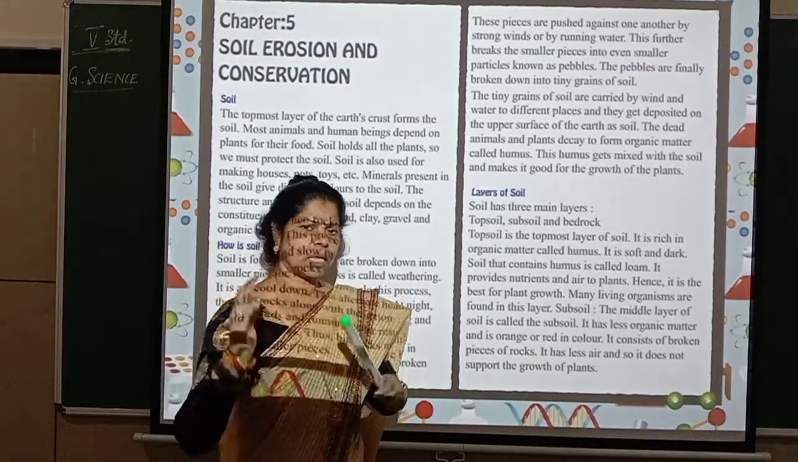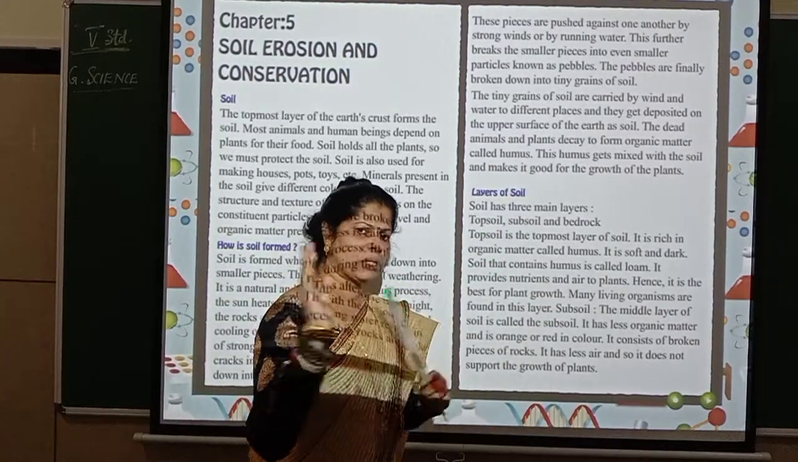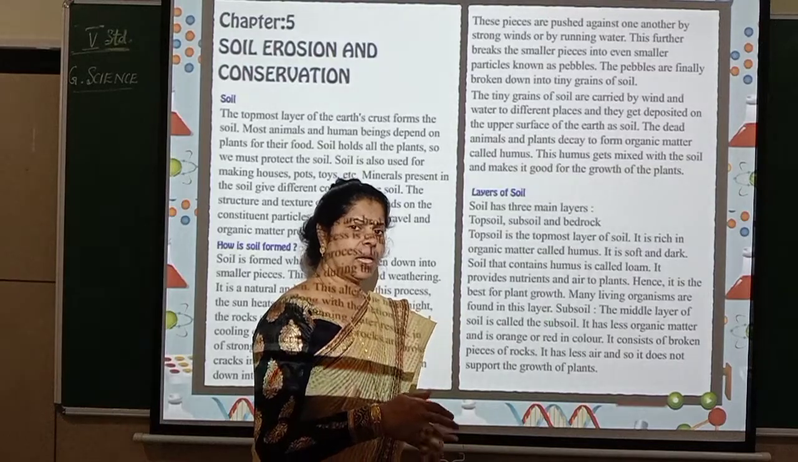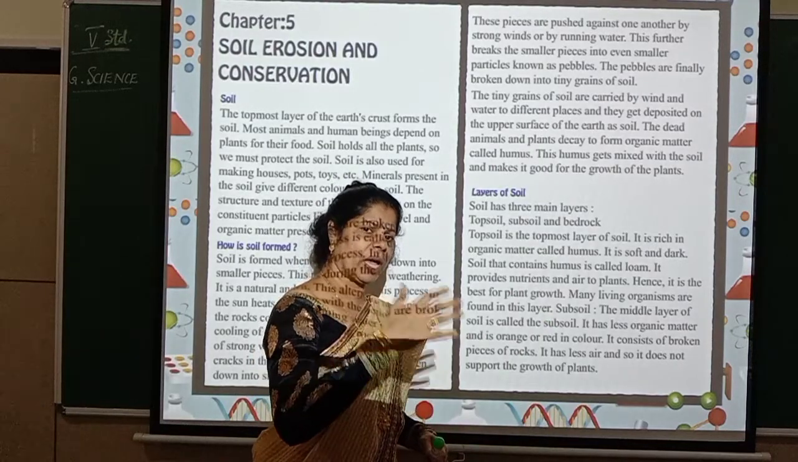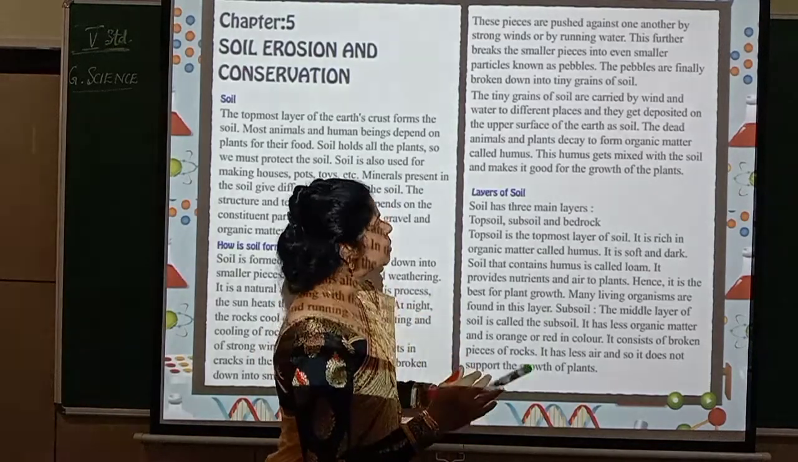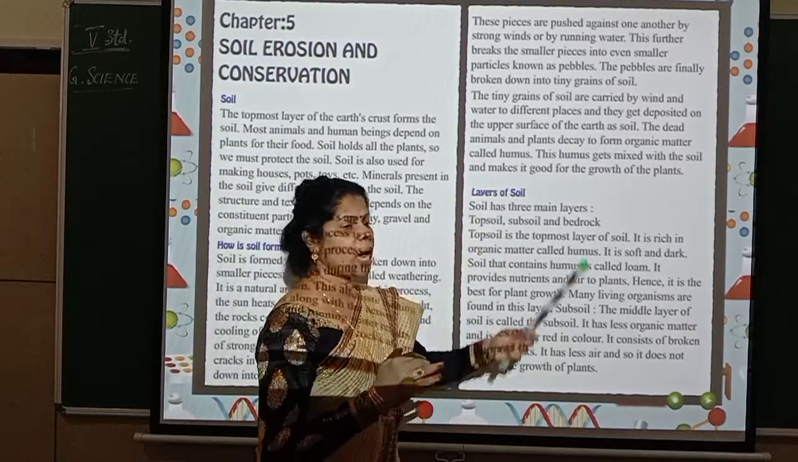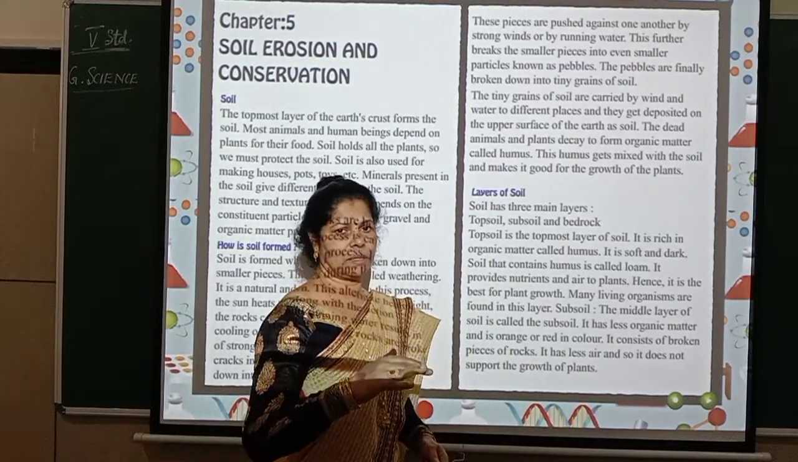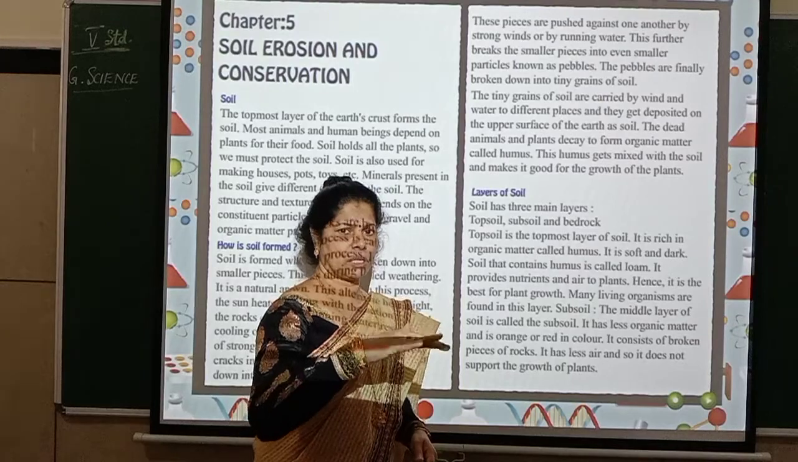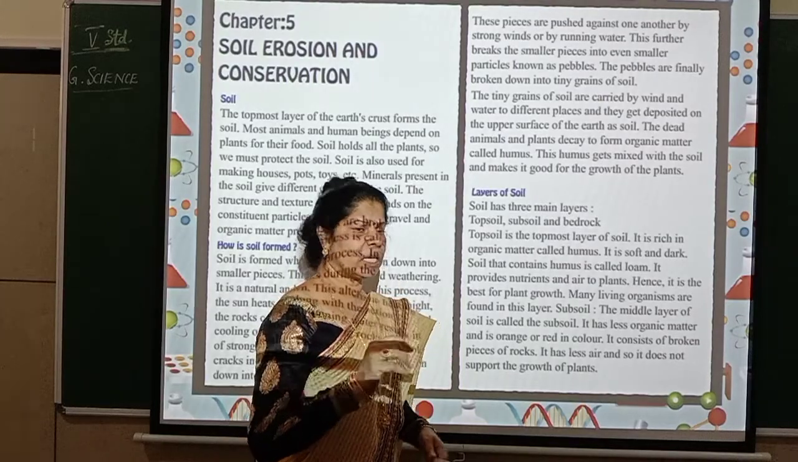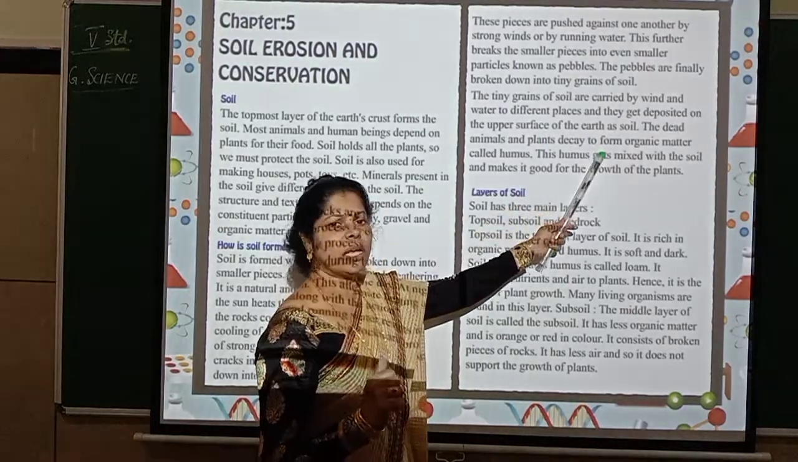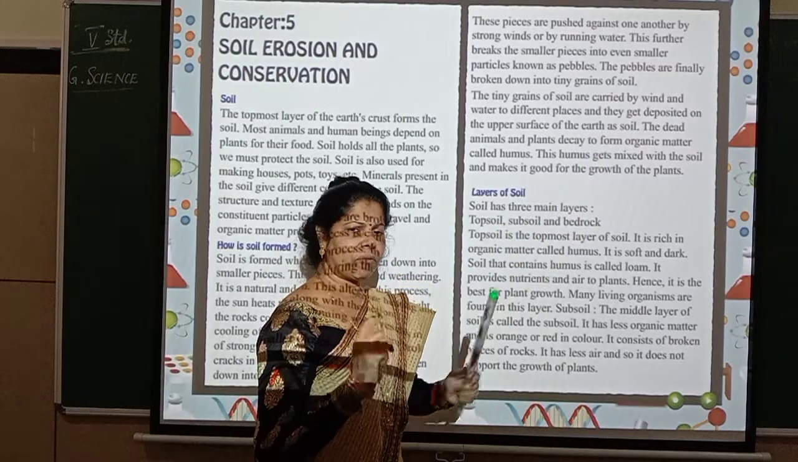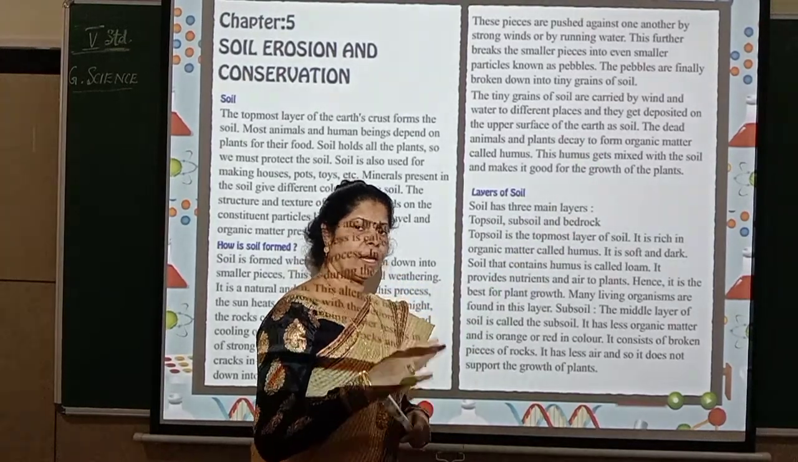So this will be carried on as the wind blows, as the rainwater flows. These soil particles will be carried. And where does it go and deposit? It deposits on the upper surface of the earth. On the topmost surface of the earth, it goes and settles. And that is called soil. Understood? From where are you getting that soil? It is due to weathering of rocks.